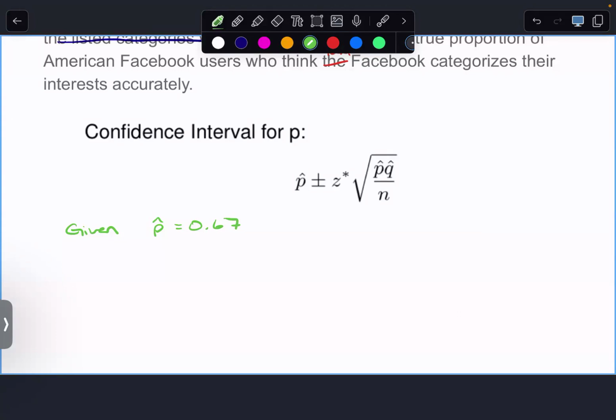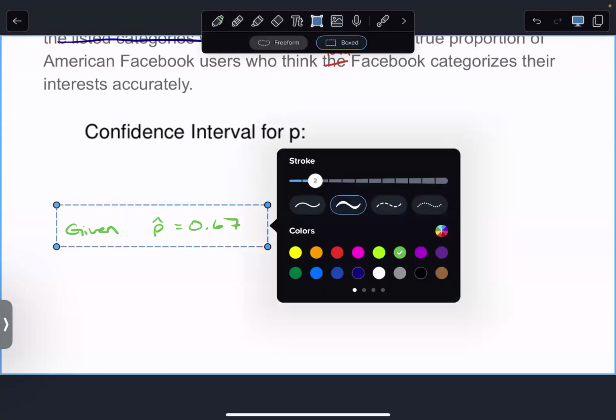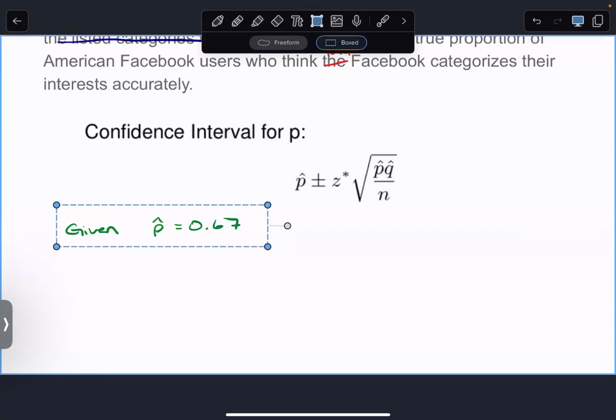Oh man, I gotta stop using that color. I have an internal color scheme, maybe dark green. That's what I should be going for. That's better. And don't worry, my internal color scheme doesn't really make sense either. So P hat is 0.67.